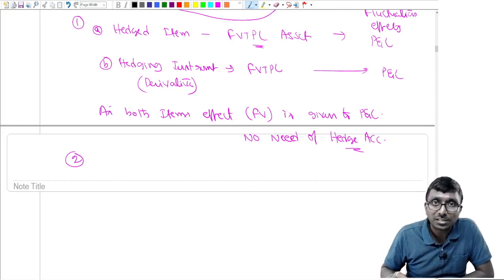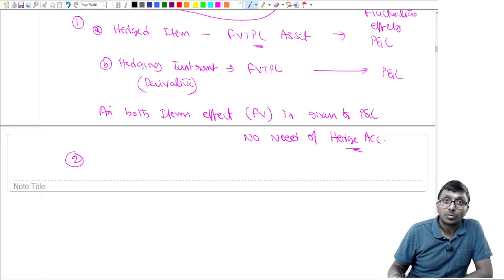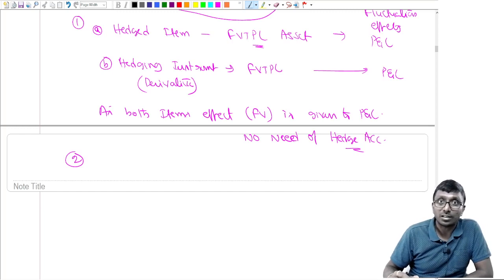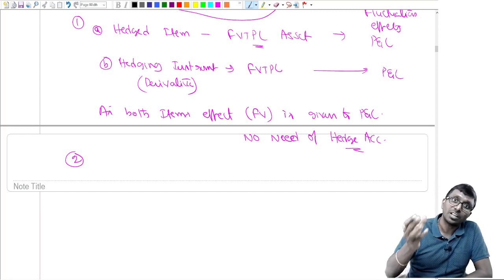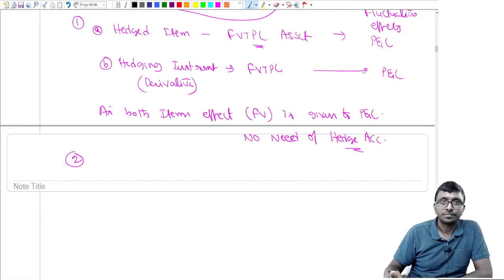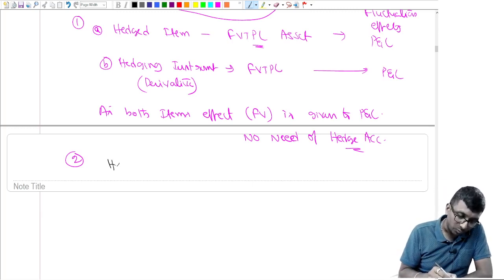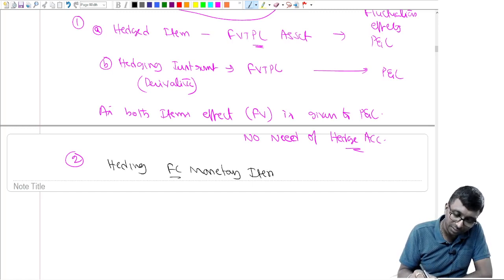It is not necessary that we hedge something with a derivative instrument only. Without the help of a derivative instrument, we can also do natural hedging. Second point: hedging foreign currency monetary items.